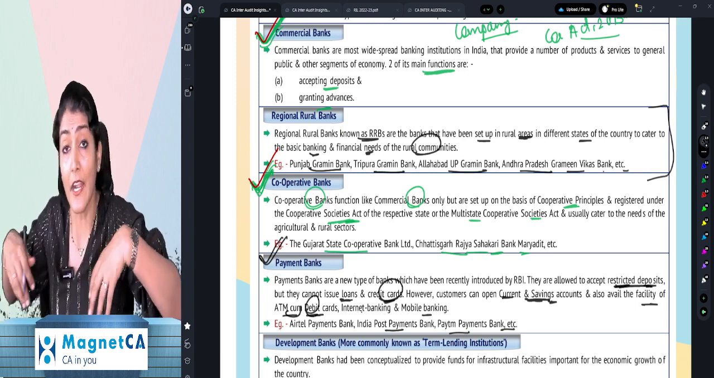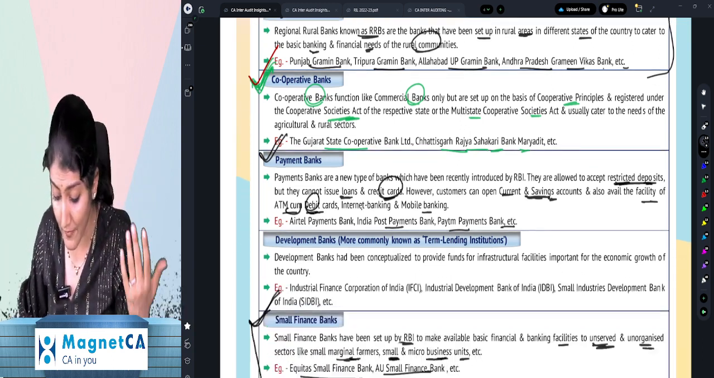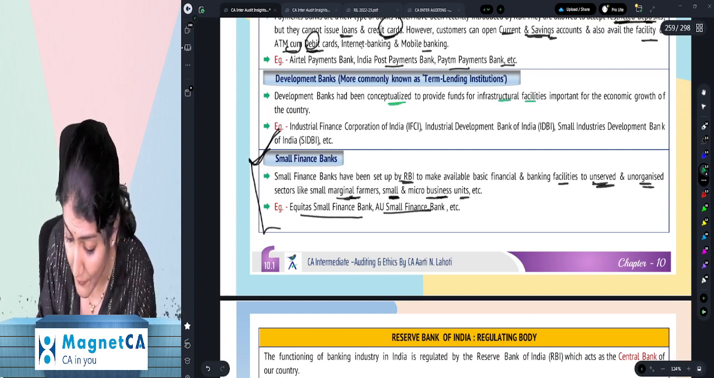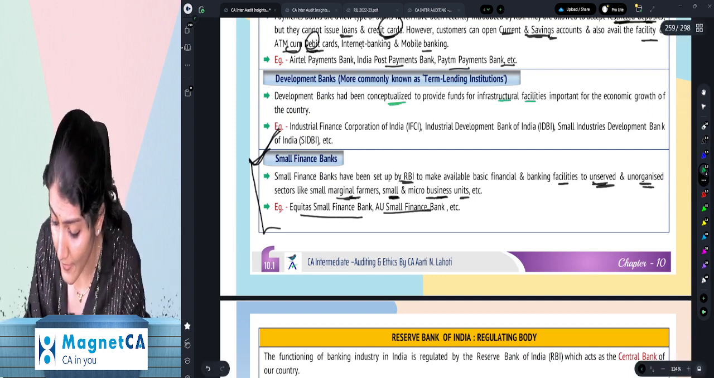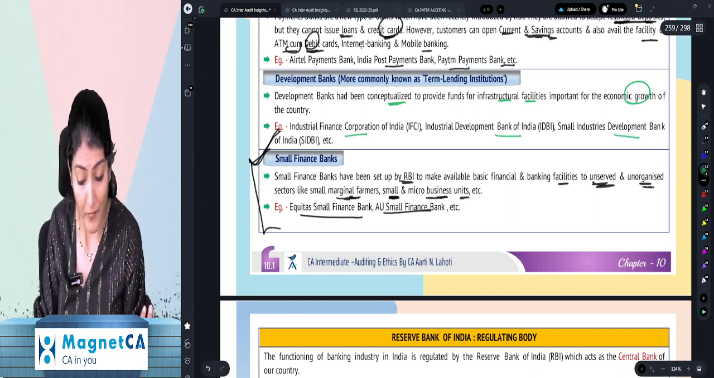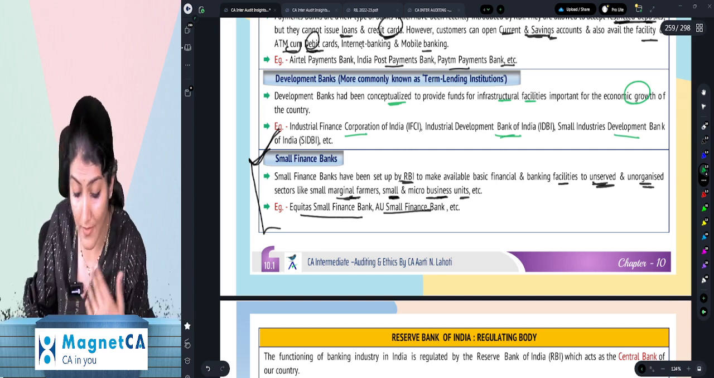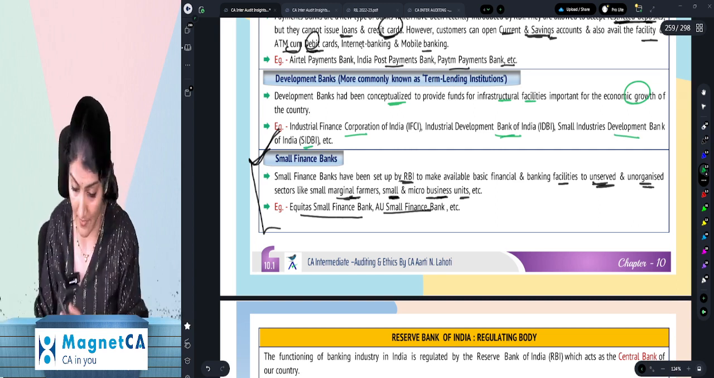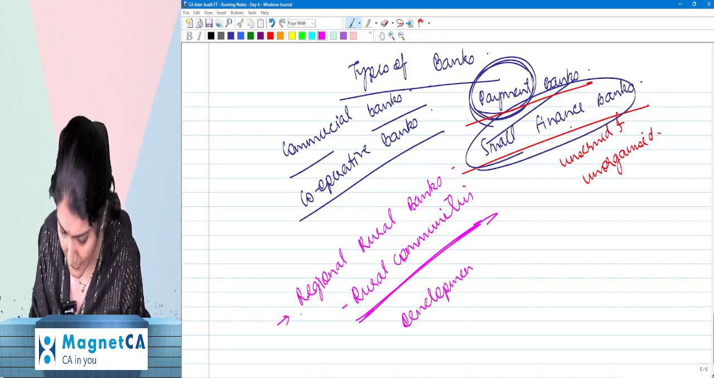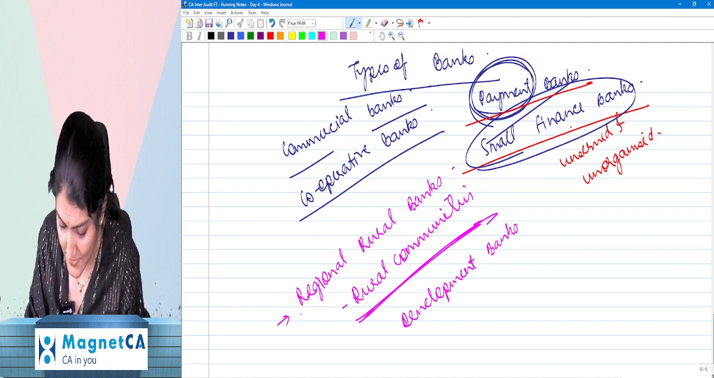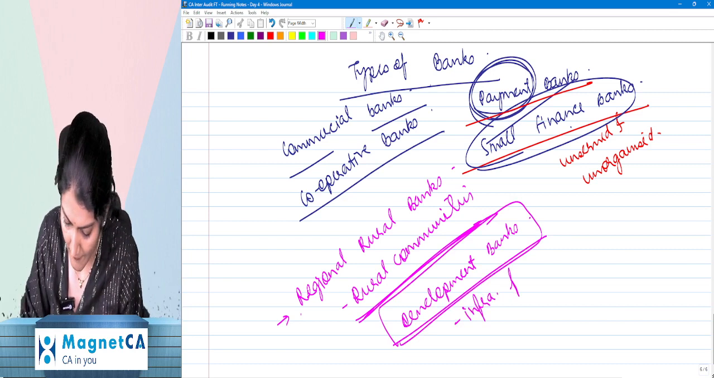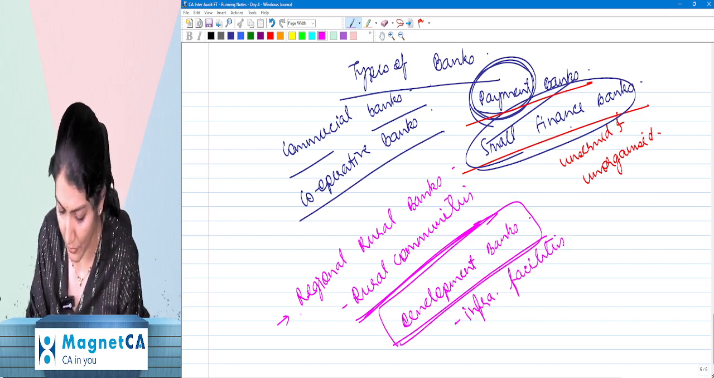And then you have the development bank, which mainly provides funds for infrastructure facilities. Development banks have been conceptualized to provide funds for infrastructure facilities for the economic growth of the country. So you have the IFCI, IDBI, SIDBI, the Industrial Development Bank of India, Small Industries Development Bank of India, etc. So the development bank is for whom? It is mainly for providing funds for infrastructure facilities for promoting the economic growth of the country.